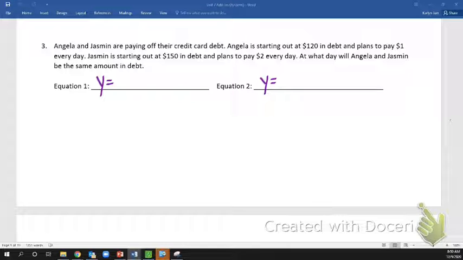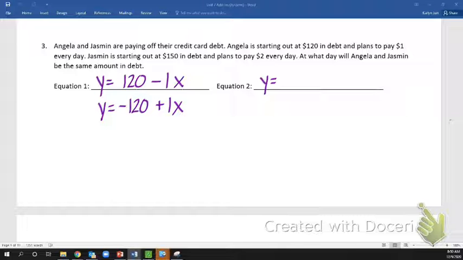Now, since they're both in debt, there are a few ways you can write the equation. You could say for Angela that she is $120 in debt, but she plans to decrease her debt by $1 per day. Now, that absolutely works. That is completely fine. But another way to look at it is to say, well, if you're in debt, you owe money. It's negative. So she starts at negative $120, and she is adding $1 each day by paying off $1 to it each day.